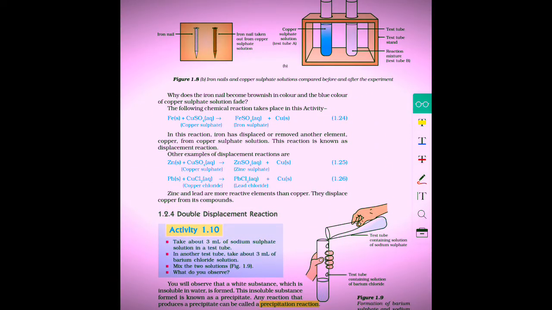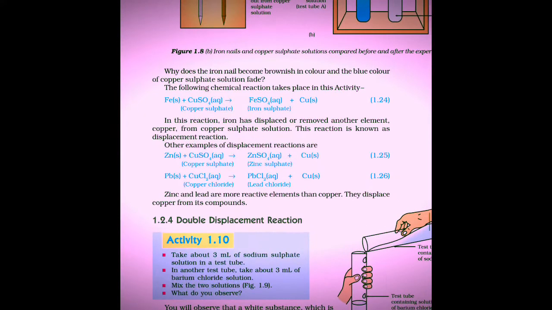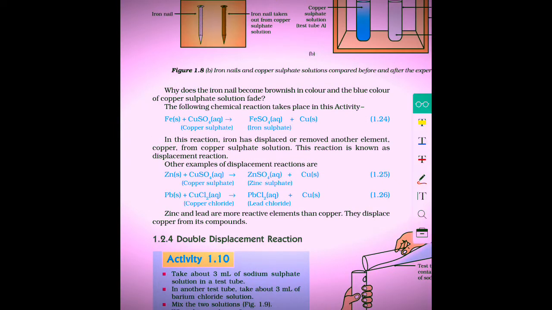Now you can see clearly in the figure, the nail which was kept aside is still silver, while the nail which was dipped in the copper sulfate solution has turned brown. And the solutions in test tubes A and B have changed in color. The solution in test tube B has faded more than the solution in test tube A. What does this show? Why does the iron nail become brownish and the blue color of copper sulfate solution fade? Let us find out the reason.